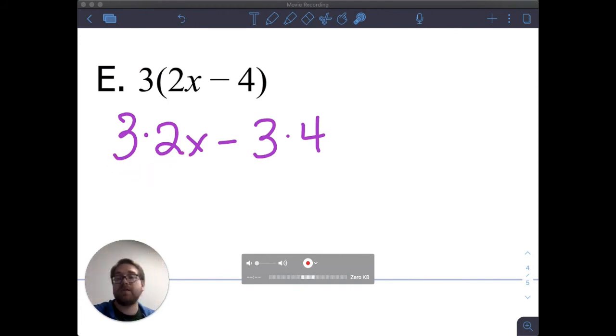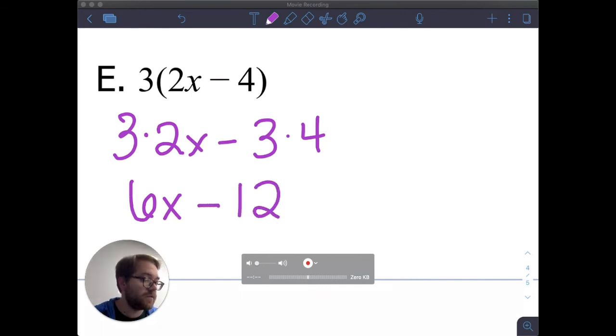So we've talked about how when you're combining like terms, they have to have the same variable, same exponent. Well, that's for addition and subtraction. When we're multiplying, they don't have to have the same variable or exponent. Okay? We can just multiply them together. So we look, this is 3 times 2 times x. Well, 3 times 2 is 6, and so 3 times 2x is 6x. Minus 3 times 4 is 12.